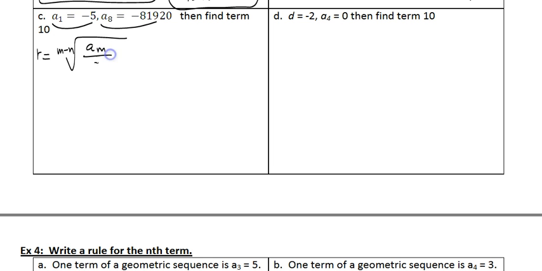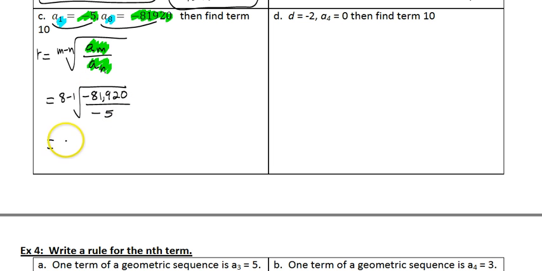And remember, A sub m always is the one that comes later in the sequence. Okay, so the actual numbers go inside and the term number goes outside. So if I'm going to fill in this formula, m is 8, n is 1, and then I fill my actual terms in here. So what I'm going to do in my calculator is the 7th root of negative 81,920 divided by negative 5.